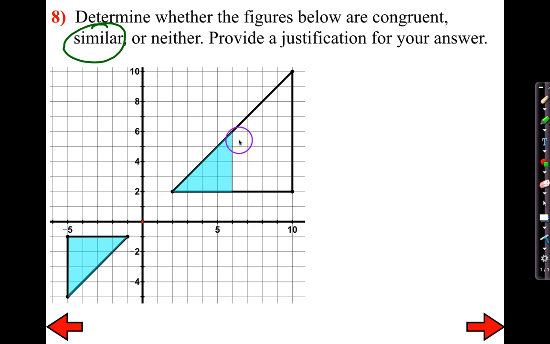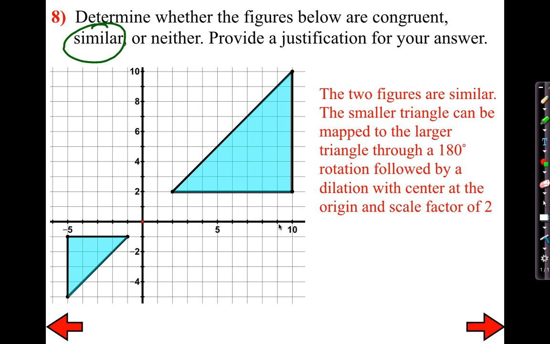But let's clarify here. The height is 4 and then it increased to a height of 8. So I'm definitely going to say that it increased by a scale factor of 2 because it doubled in size. So for this reason, I'm going to go ahead and say that these two figures are similar. The smaller triangle can be mapped to the larger one by doing a 180-degree rotation followed by a dilation with the center at the origin and a scale factor of 2.